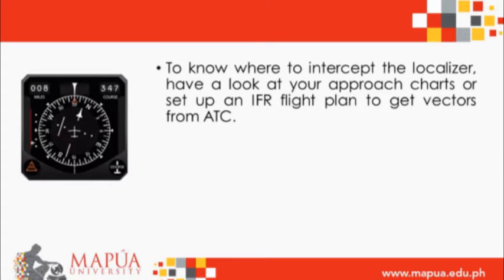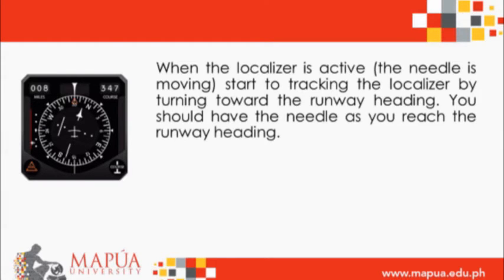To know where to intercept the localizer, you have to look at your approach charts or set up an IFR flight plan to get vectors from ATC. When the localizer is active, the needle is moving. Start tracking the localizer by turning toward the runway heading. You should have the needle centered as you reach the runway heading.